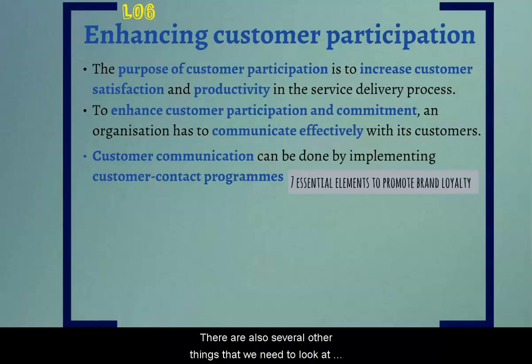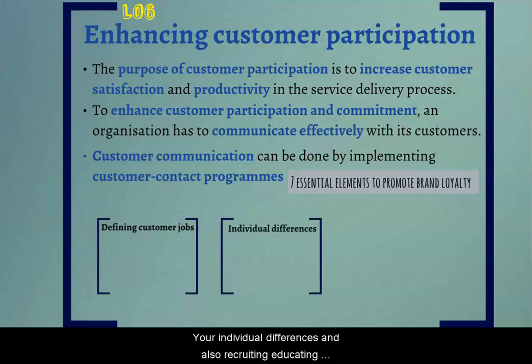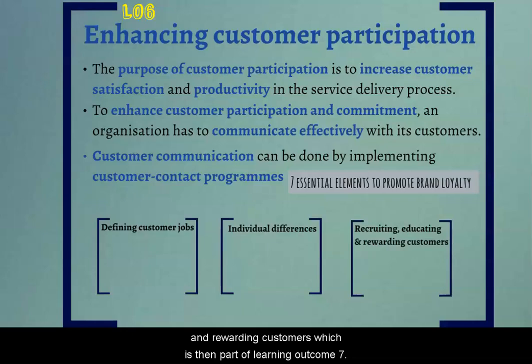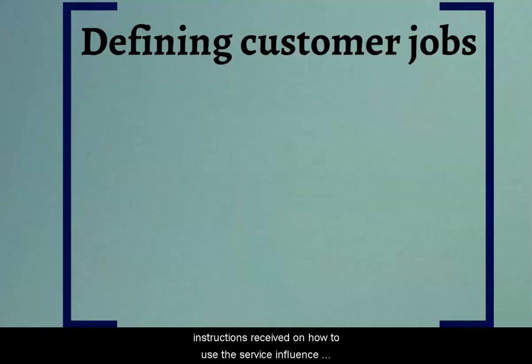There are also several other things that we need to look at in terms of enhancing customer participation, in terms of defining your job as a customer, your individual differences, and also recruiting, educating, and rewarding customers, which is then part of Learning Outcome 7. So, how to define the customer job? The perception of the service environment and the instructions received on how to use the service influence the way in which customers perform their roles when using the service.